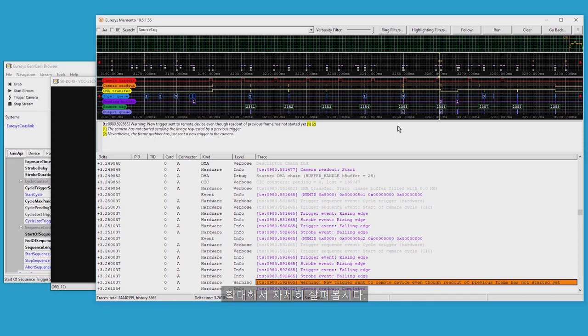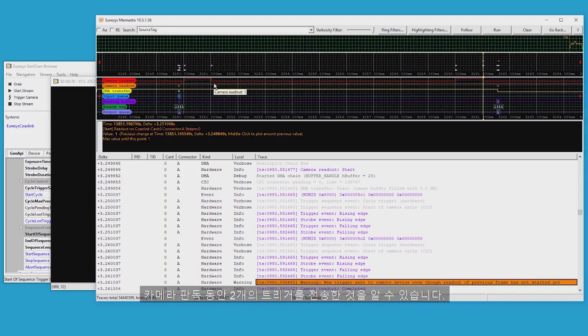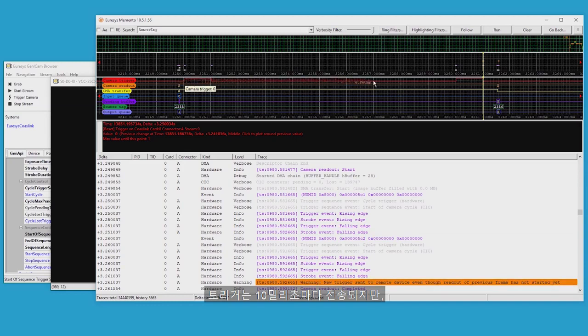Let's zoom in to learn more. Okay, here we see that during this camera readout, we sent 2 triggers. So the camera missed one of them. And the reason is that the trigger rate is too fast. Triggers are sent every 10 milliseconds, but one camera readout lasts more than 11 milliseconds. So this cannot work.